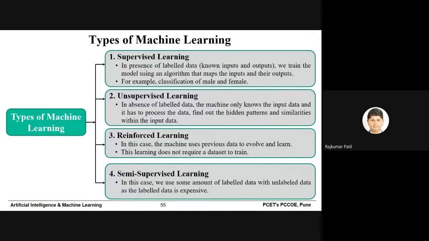When we say supervised, labeled data would be there. When we say unsupervised, unlabeled data would be there. When we say reinforcement, the algorithm will learn from past experience and develop itself. And when we say semi-supervised, it is the combination of supervised and unsupervised. So if you have any question related to this, the session is open for discussion.